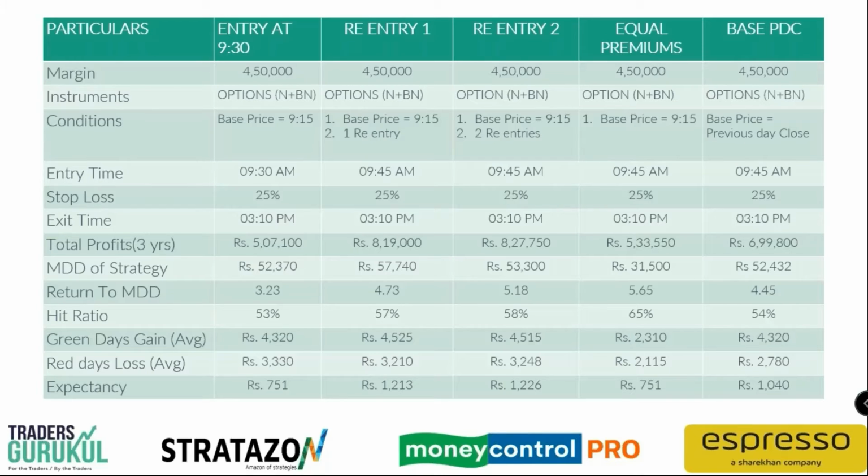Entry time is the same, 945, stop loss 25%, exit time is 3:10. Total profits in the last 3 years is around 7 lakhs. In Crossing, we are earning 8 lakhs. Here you are earning 1 lakh rupees less. Max drawdown is 52,000. Return to MDD is 4.45. Hit ratio is 54%. Your green days gain is 4320. Your red days loss is 2780. And expectancy is 1040. So you can expect to earn 1040 rupees on a daily basis.